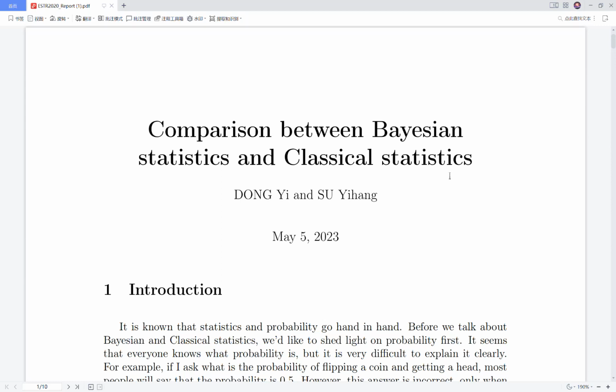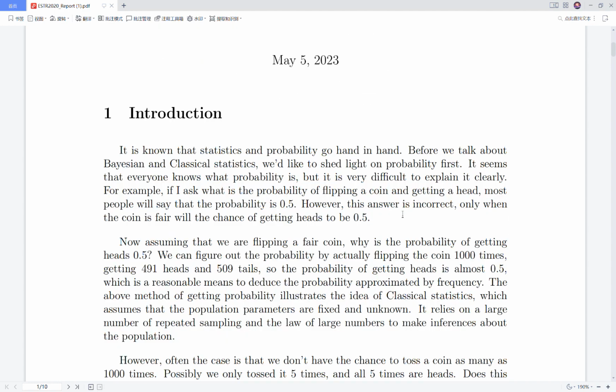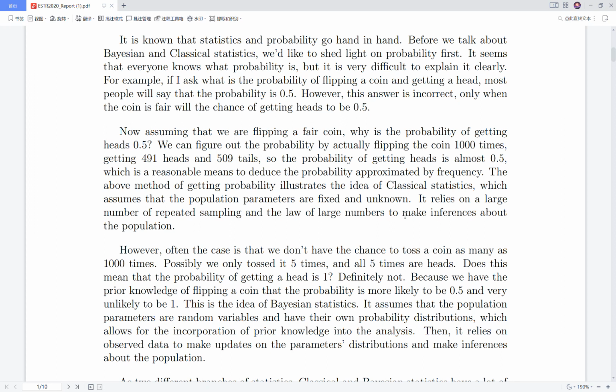Hello everyone, today we are going to introduce the comparison between Bayesian statistics and classical statistics. First, let me introduce this topic to you through an example. We all know that when we're flipping a fair coin, the probability of getting a head is 0.5. But why is the value 0.5?